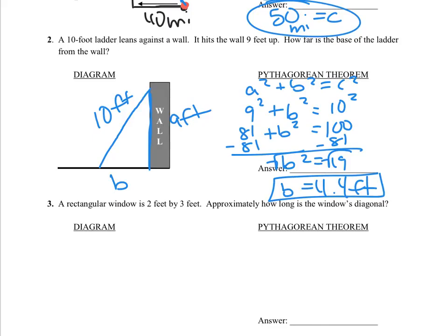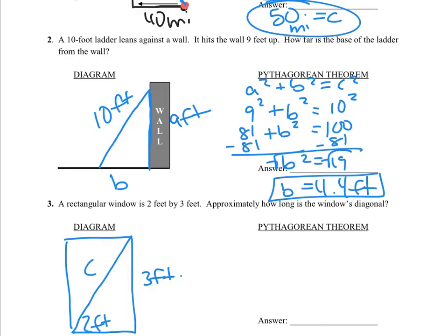On number three it says a rectangular window is 2 feet by 3 feet. Approximately how long is the window's diagonal? So let's go ahead and start off by drawing ourselves a picture of a rectangular window. So there we go. Let's go ahead and label what we know. It's 2 feet by 3 feet. And they want us to calculate the window's diagonal. So that's the length of our hypotenuse, because it's the side that's opposite the right angle.